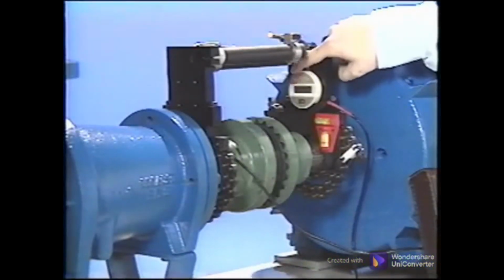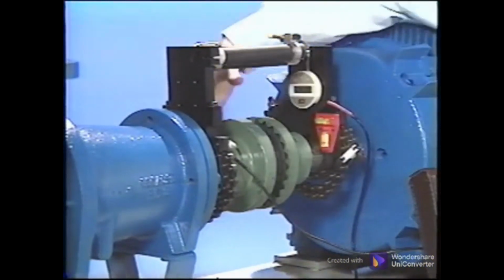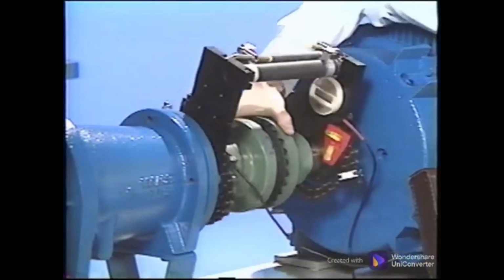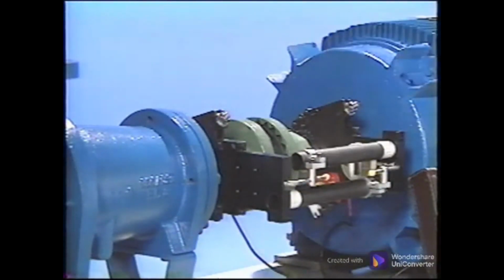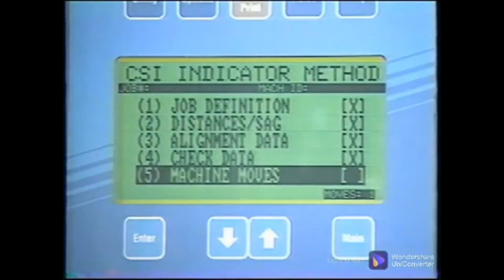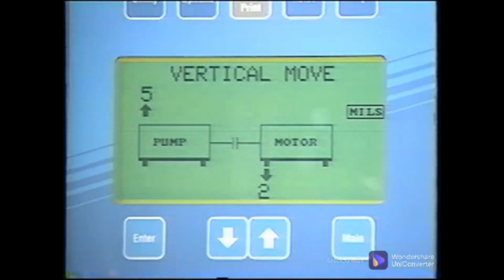Be sure the heads are in the on position and 0 them at the top or 12 o'clock position. Rotate the shaft slowly, stopping at the left, right, top, and bottom positions. In the analyzer, view the data and the recommended vertical moves. The vertical moves should be made first because they often affect the horizontal moves.